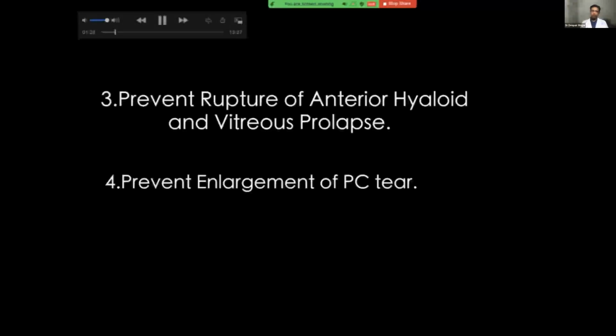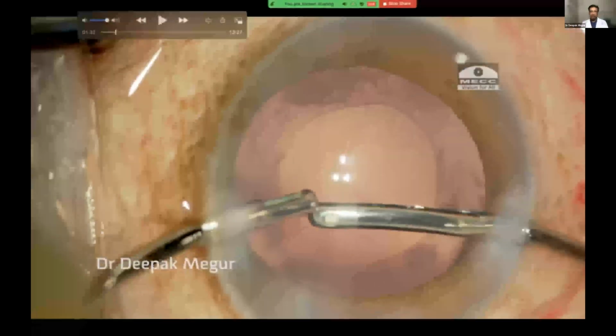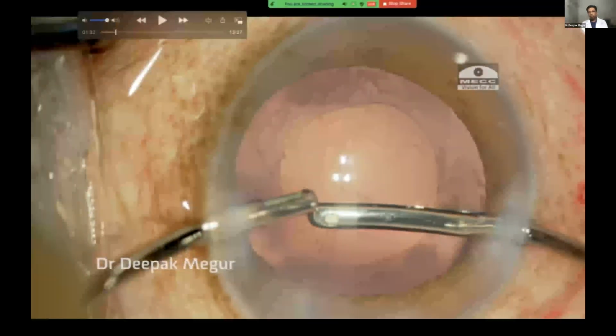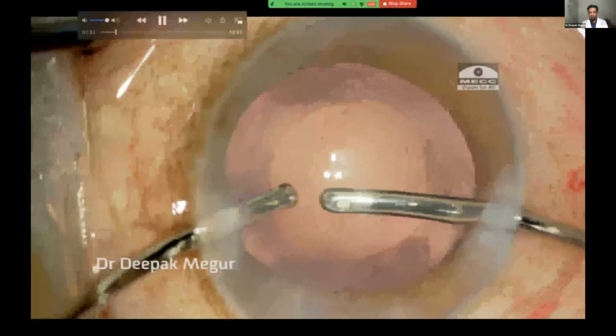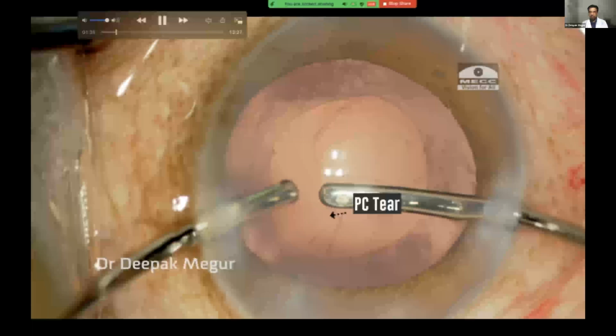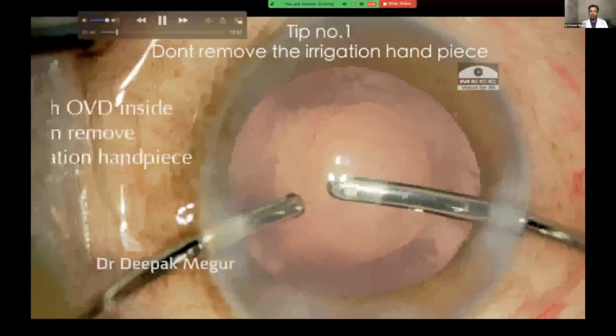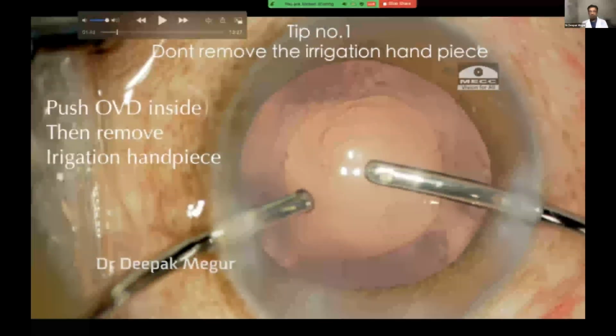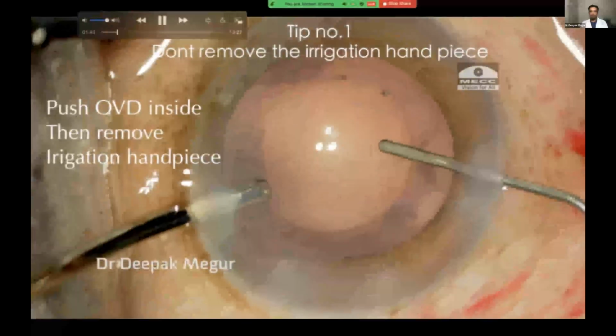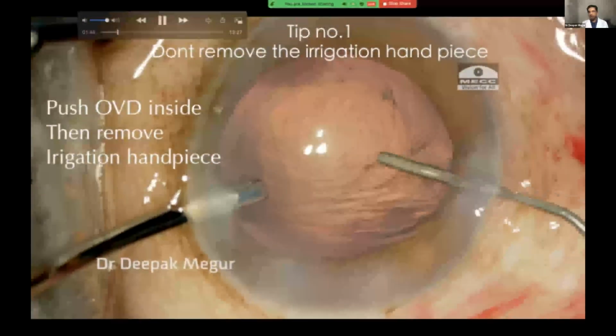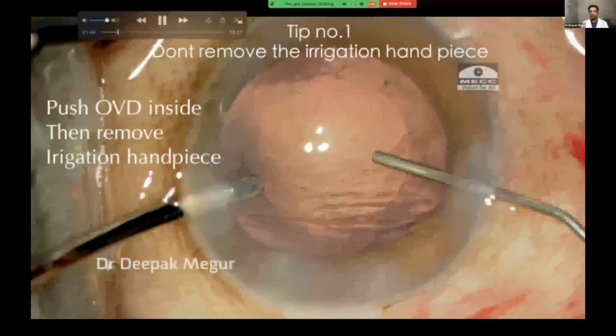The next most important aspect would be whenever we have a PC tear, we don't want to rupture the anterior hyaloid and have vitreous prolapse, and also want to prevent enlargement of the PC tear. Just like to demonstrate in this small case, cortex aspiration is probably the most common step where PC tear happens, and this is where a PC tear has happened. It's a small round oval structure presently, and now the goal is not to enlarge this PC tear, not to rupture the anterior hyaloid. The first thing is we don't want the chamber to shallow, so before coming out, inject OVD into the chamber so that the chamber equilibrium is not compromised.